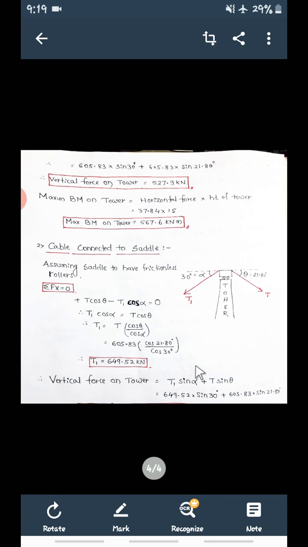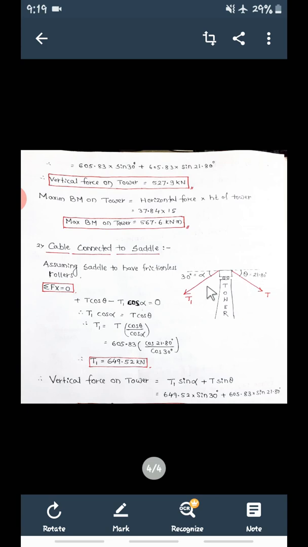So there will be no horizontal reaction and no bending moment. Calculate this and keep the value. The vertical force on the tower comes to 549.74 kilonewton. I have not calculated it here, I have just written the expression. The horizontal force will be 0 and the bending moment will be 0.